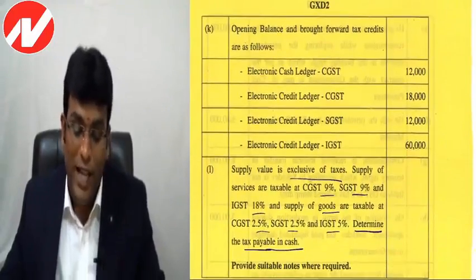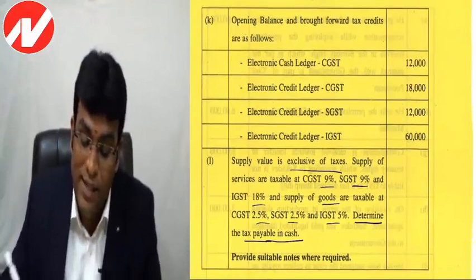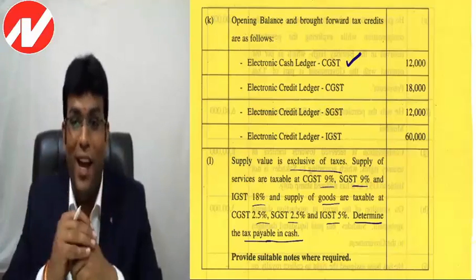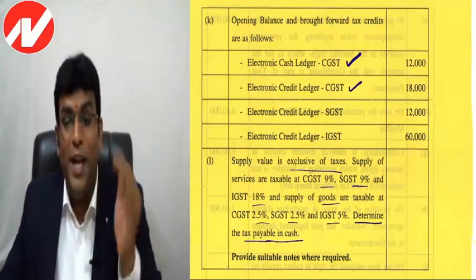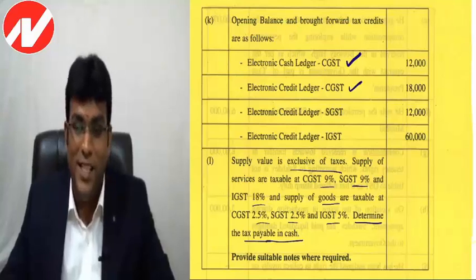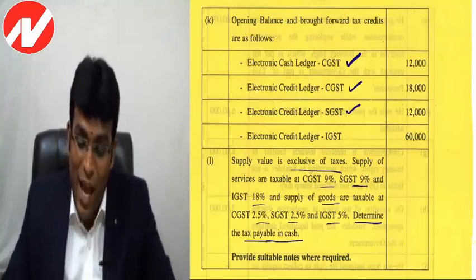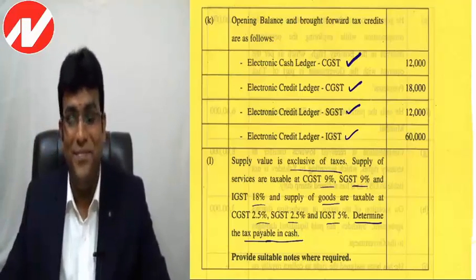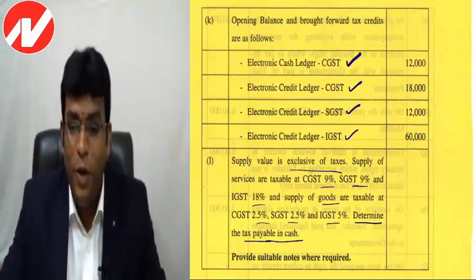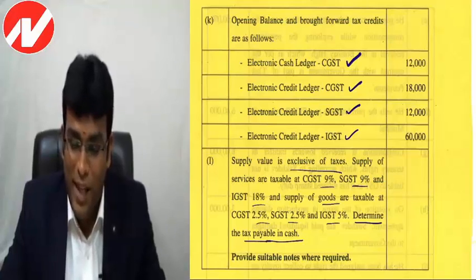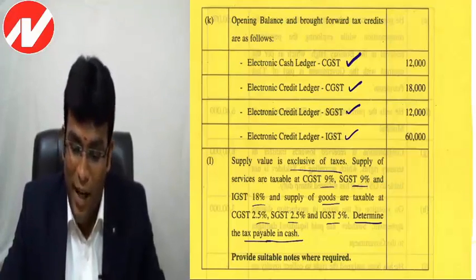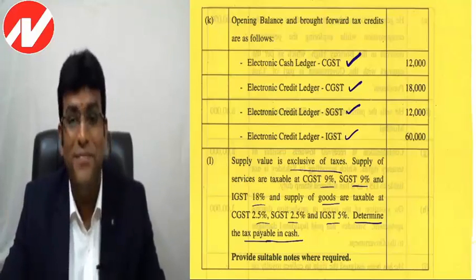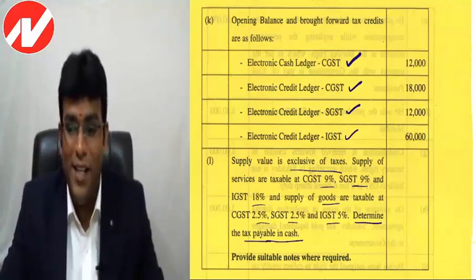The opening balance and the brought forward tax credits are as follows. Electronic cash ledger also has some balance, and I hope we know that the cash ledger balance we have to use only for that particular purpose. But credit ledger we can play. How? CGST credit should be used first for output CGST, then for output IGST. SGST, first output SGST, then output IGST. IGST, first output IGST, then we can use it for CGST or SGST in any order or any manner. Getting clarity, friends? Very good. So when we talk about input tax credit available with us, the opening balance we have is something different. Then we'll also look at the credit we have got. Are we ready, sir? Come on, let's do the workings and get the answer.